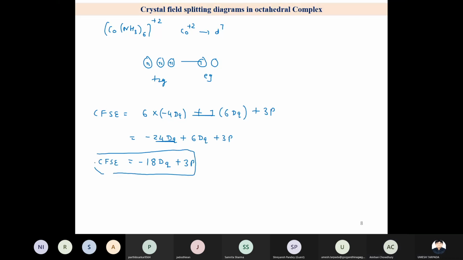Okay. What about the high spin complex? Suppose it is Co(H2O)6, where H2O is the ligand. It is a high spin complex.